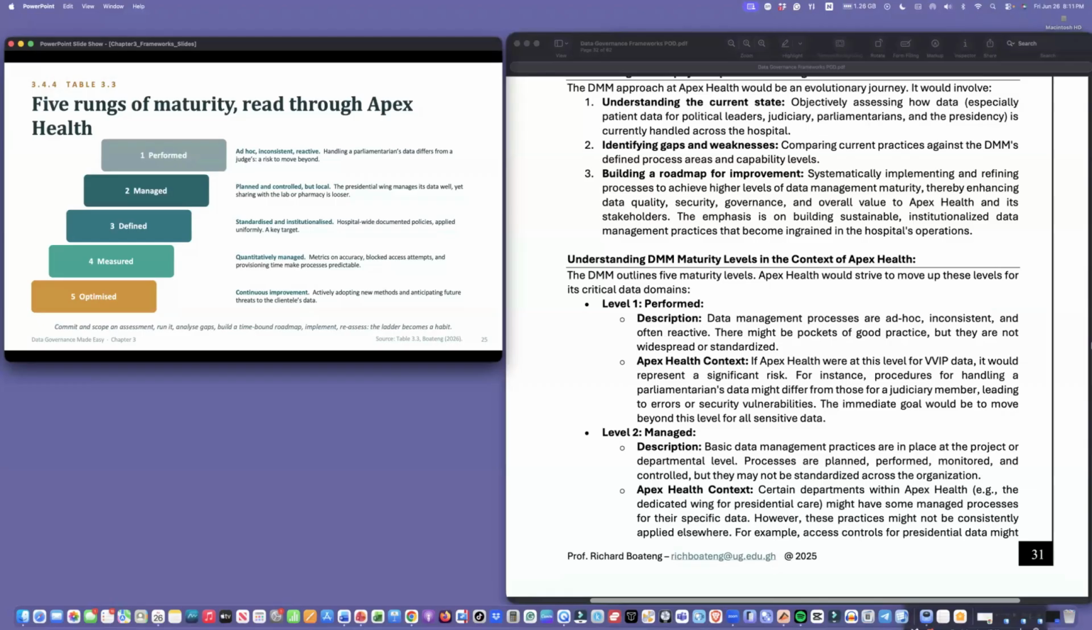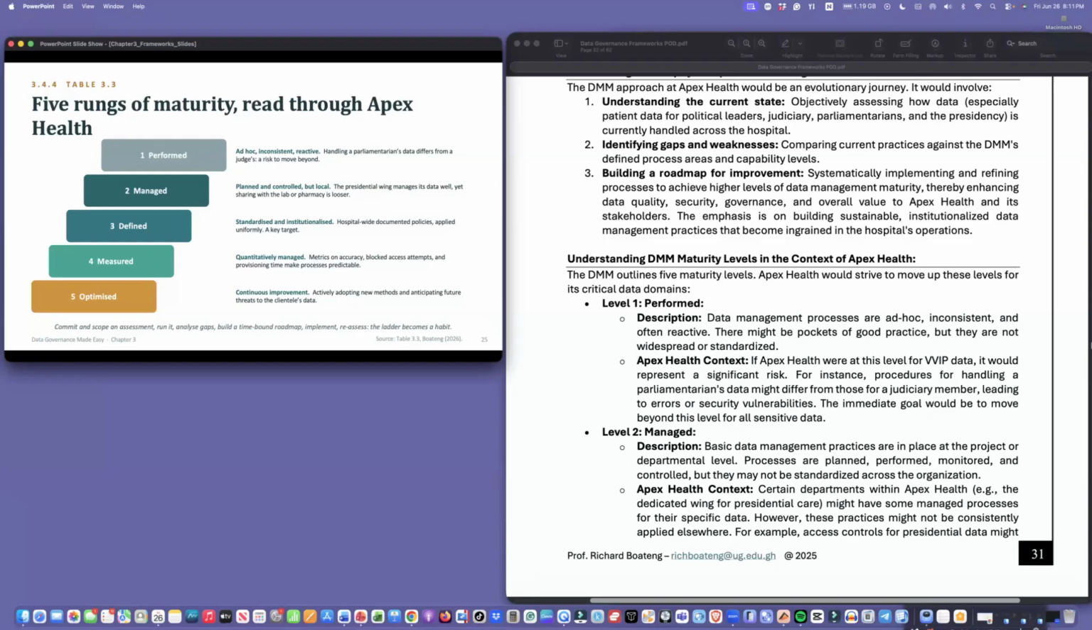The judiciary wing has what they are doing. Political leaders wing has what they are doing. So it is planned and controlled, but it is very local. Then we move to another level in which we see defined, standardized and institutionalized, hospital-wide documented policies. So instead of doing plan and control locally, we are now trying to build system-wide policies. Last week we talked about system-wide policies that can apply to institutions. A university can have system-wide policies, or they can also have campus-based policies. The campus-based policies alone for a university are more at the managed level.